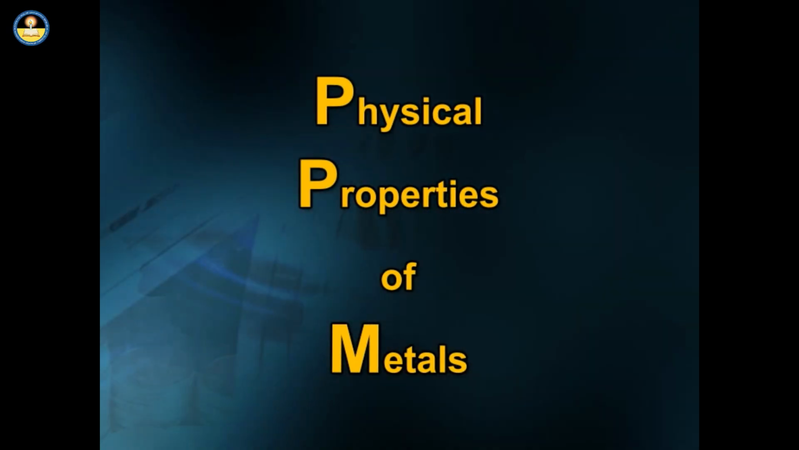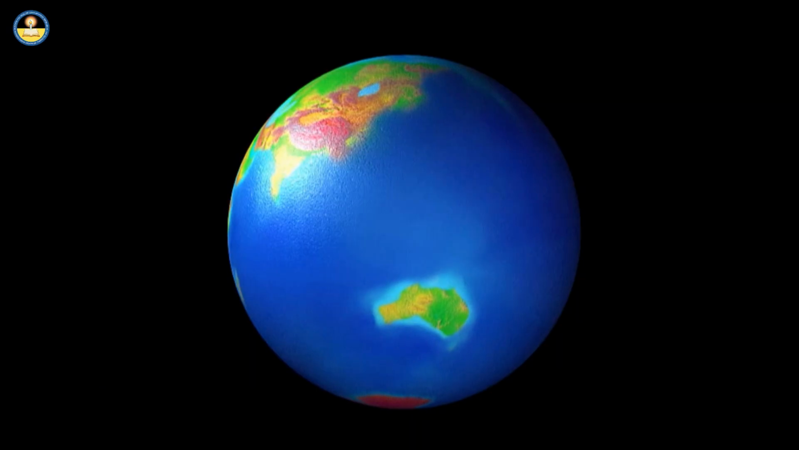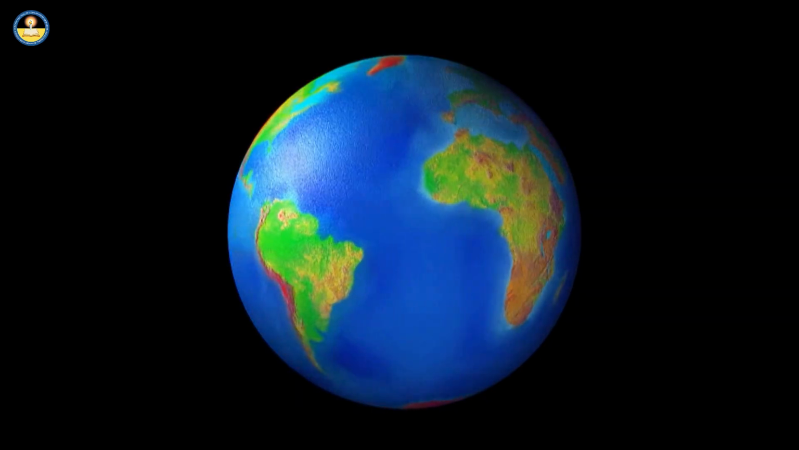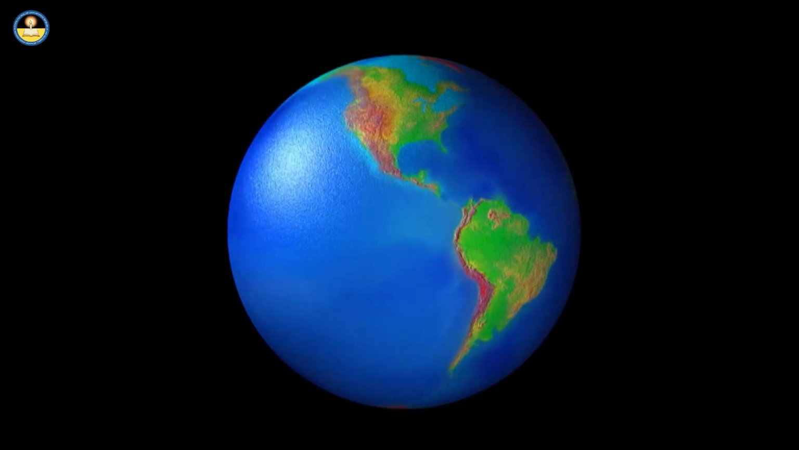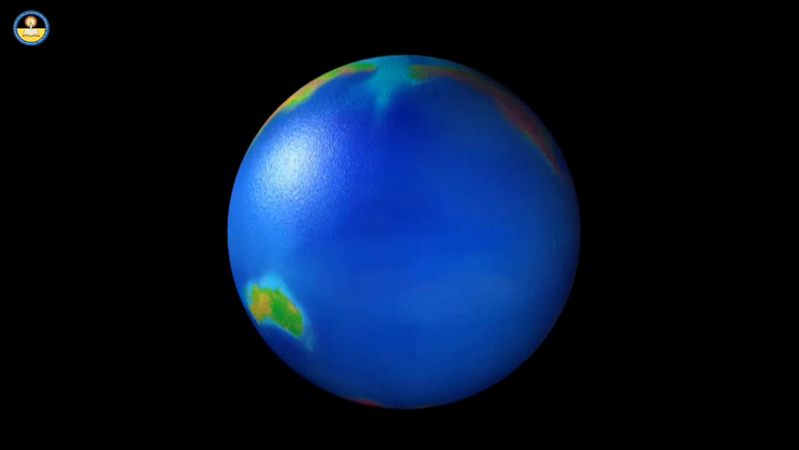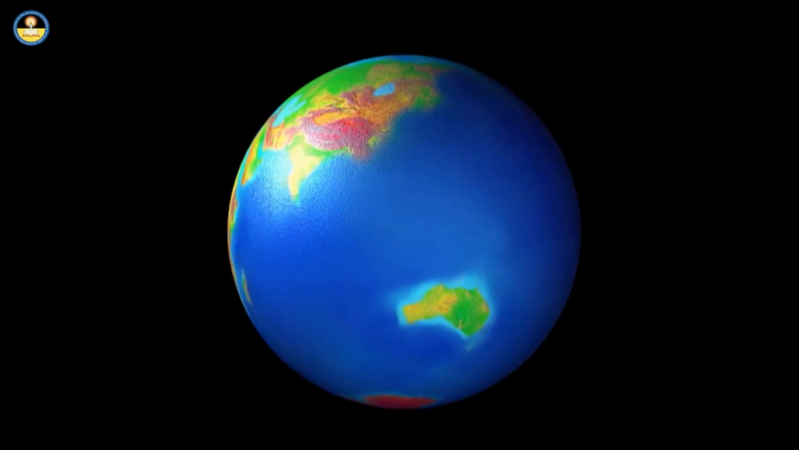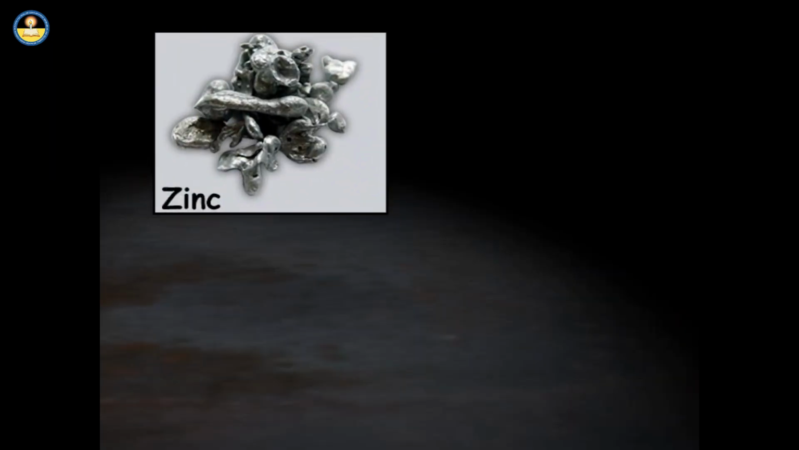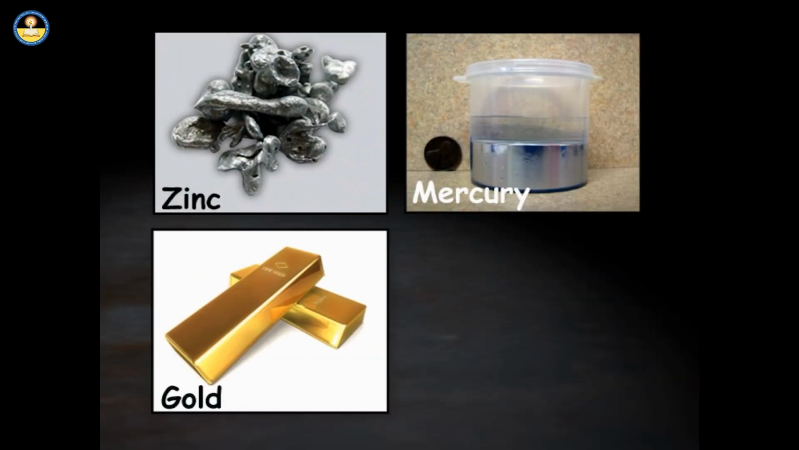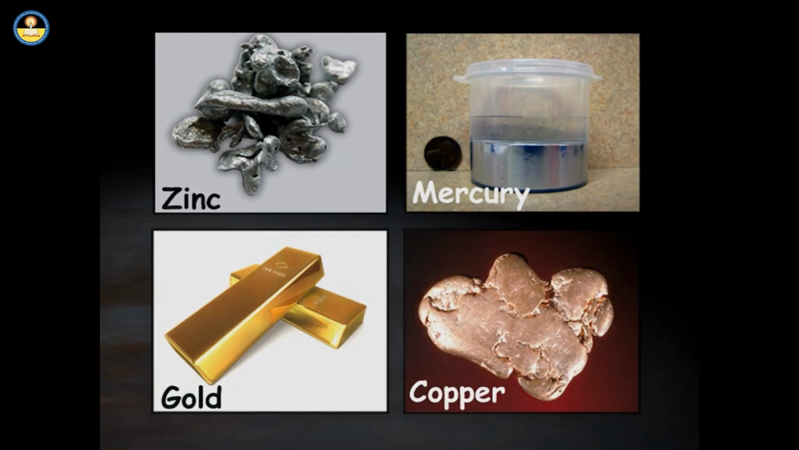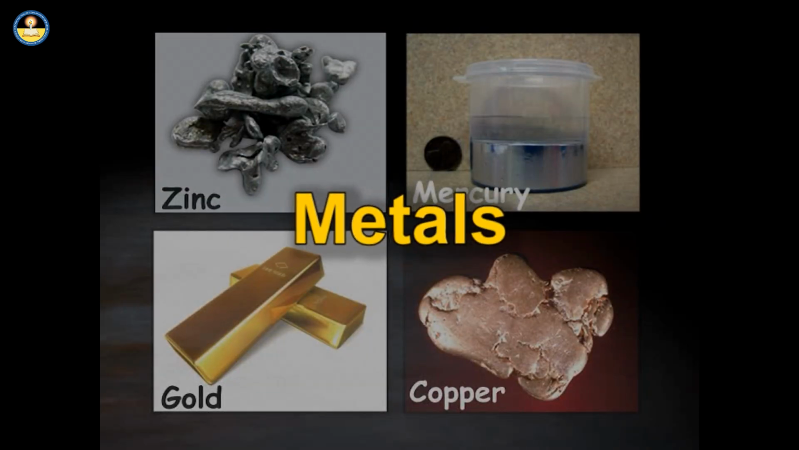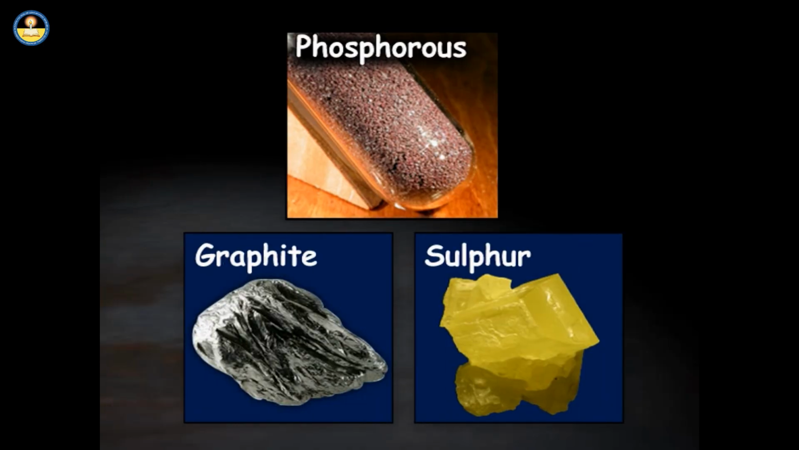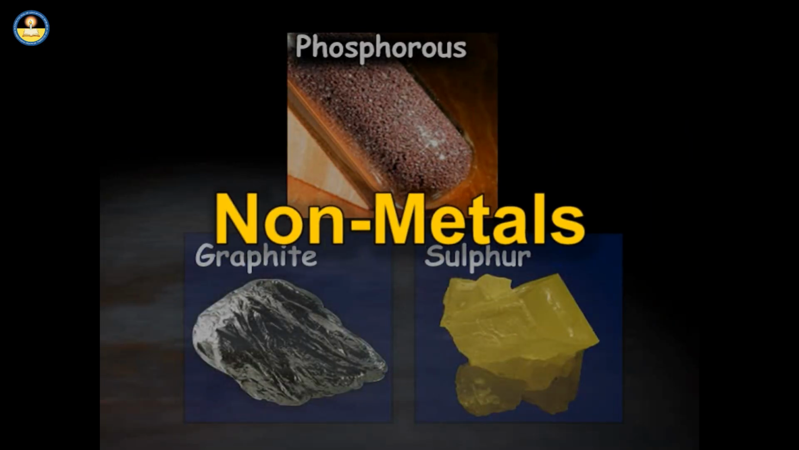Physical properties of metals. Our Earth consists of several metals and non-metals. They may occur naturally as elements in the Earth's crust. For example, zinc, mercury, gold, and copper are a few examples of metals. Phosphorus, graphite and sulfur exist as non-metals.